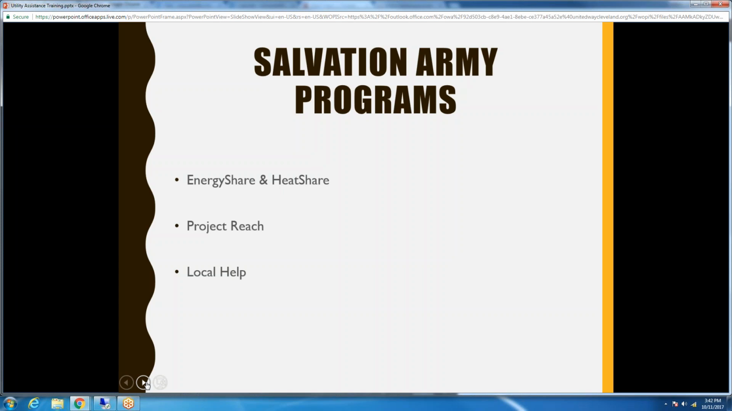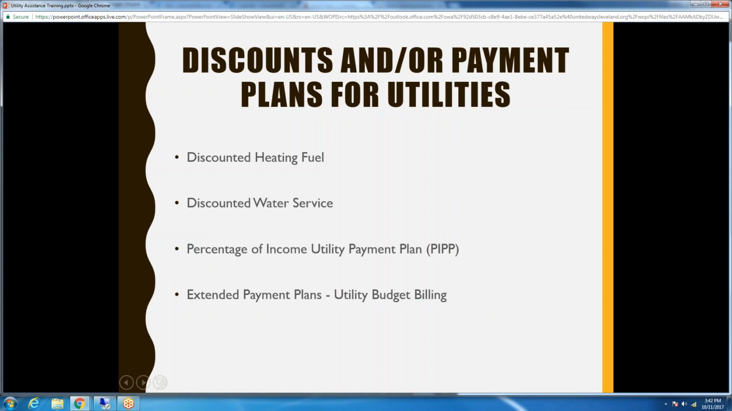And then with Salvation Army, they may also have local help. In many communities, the Salvation Army may have their own program to help with utility bills. So read the program carefully to ensure your caller qualifies for the program, and that it will provide the help that is needed. Okay. Moving along.